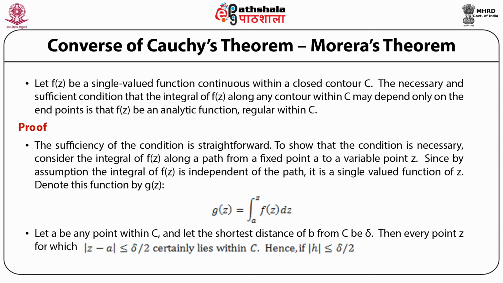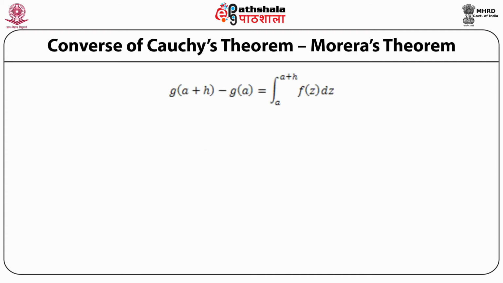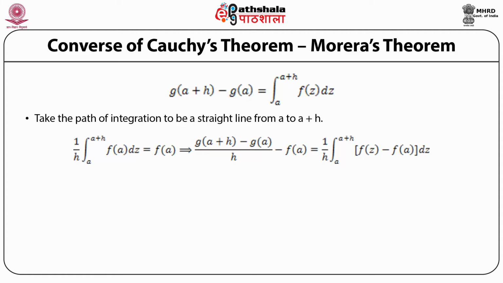Let a be any point within C and let the shortest distance of a from C be delta. Then every point z for which mod of z minus a is less than or equal to delta by 2 certainly lies within C. Hence, if mod of h is less than or equal to delta by 2, g(a plus h) minus g(a) is equal to integral from a to a plus h of f(z) dz. Take the path of integration to be a straight line from a to a plus h. So 1 divided by h integral a to a plus h of f(a) dz is equal to f(a), which implies that g(a plus h) minus g(a) divided by h minus f(a) is equal to 1 divided by h into integral from a to a plus h of f(z) minus f(a) dz.